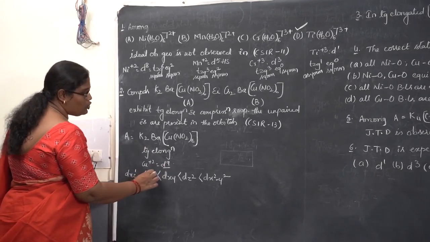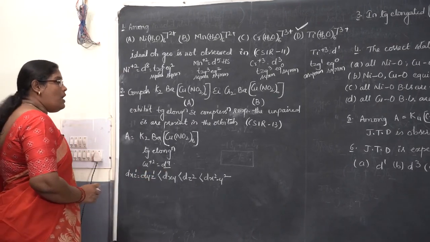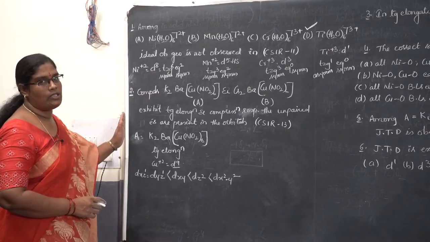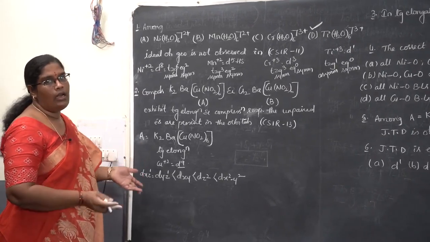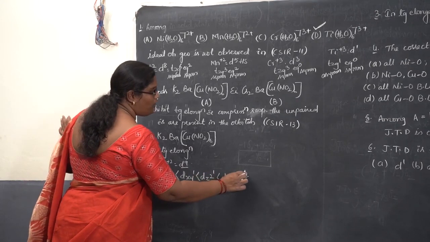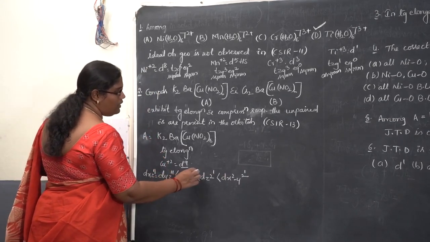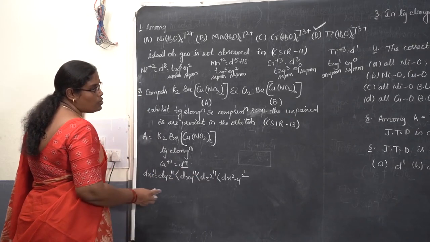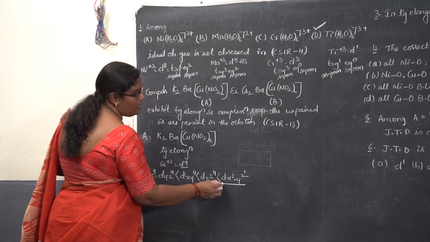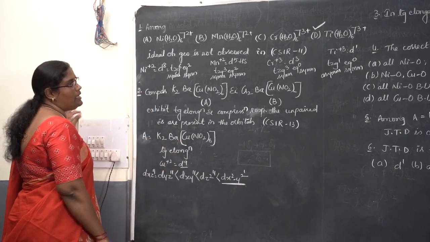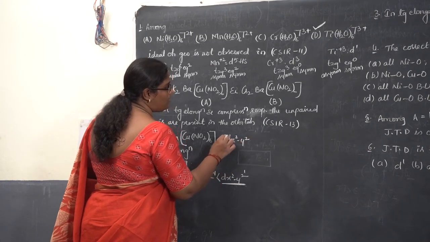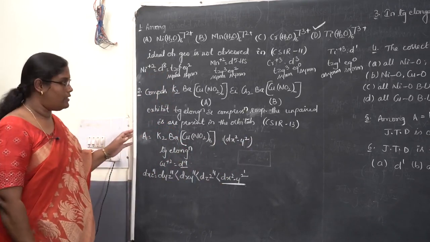From d7, d8 onwards, you won't find the effect of field strength. So you can write the configuration in the normal pattern. So 1, 2, 3, 4, 5, 6, 7, 8, 9. So now you are asked to identify the unpaired electron. So in tetragonal elongation, the unpaired electron is present in dx square minus y square. In the first complex, the unpaired electron is in dx square minus y square.